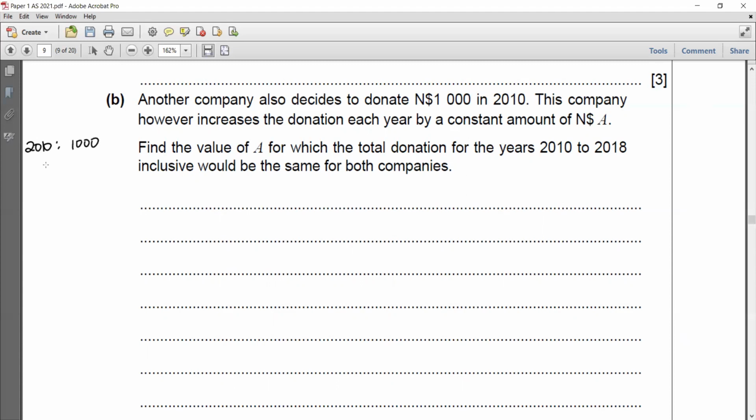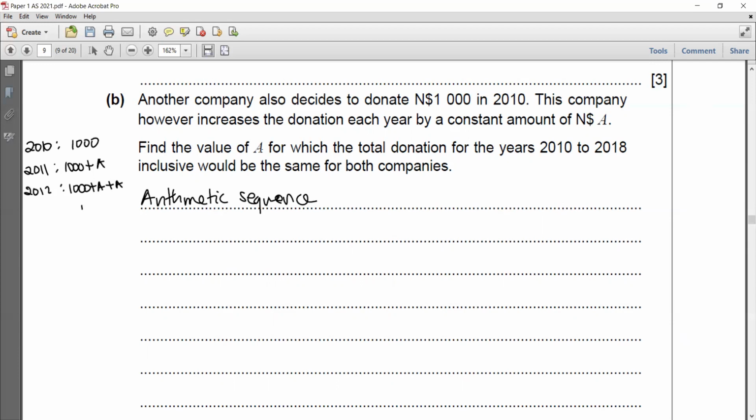Then instead of them giving 10% more of what they gave in the previous year, they're saying, okay, in 2011, we are going to say $1,000 plus some amount A. And then in 2012, we'll say what we gave in 2011, which is $1,000 plus A, and then we're going to add A again. So they just keep adding an A. And if you think about that, what should come to your mind is that this is an arithmetic sequence. Okay, so you just keep adding an A to the previous number that you got.